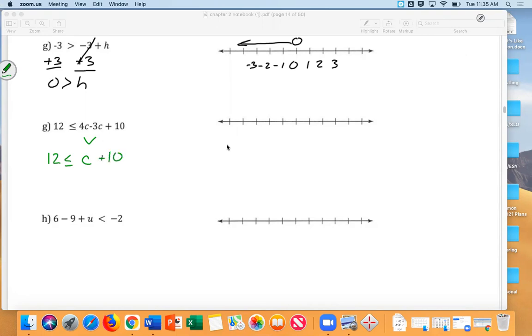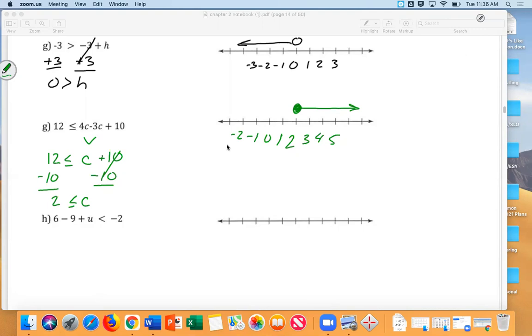Now, Julie, how do I get rid of plus 10? Minus. Very good. So we subtract 10. And that gives us 2. So 2 is less than or equal to c. So 2 goes in the middle. 3, 4, 5, 1, 0, -1, -2. This is going to be a closed circle because of the symbol. It's got a line under it. And I'm eating the C, so I'm going to shade to the right.